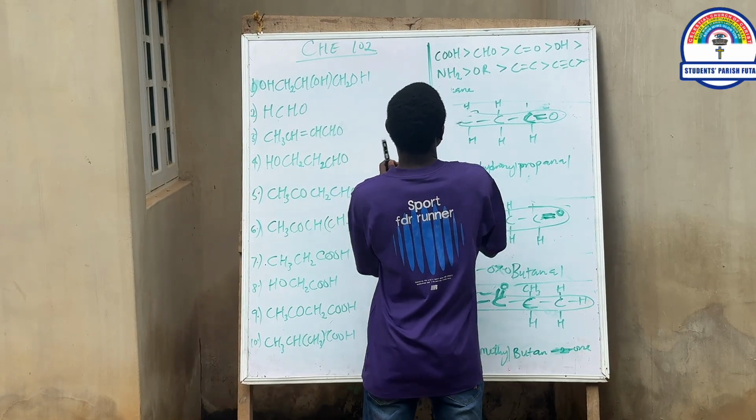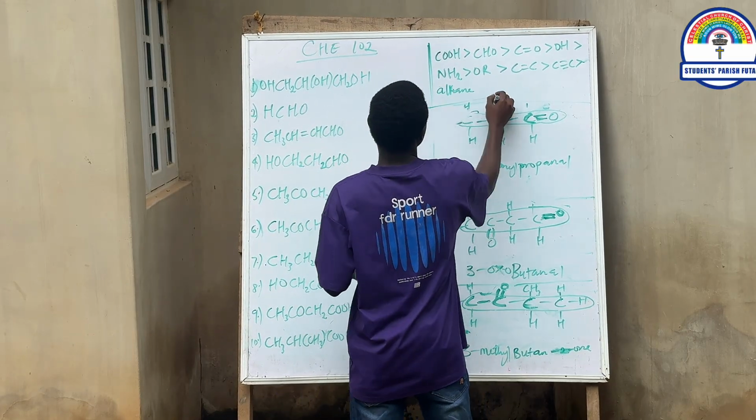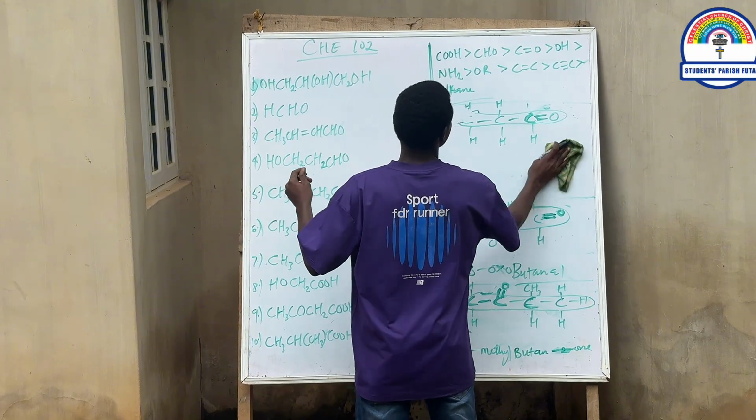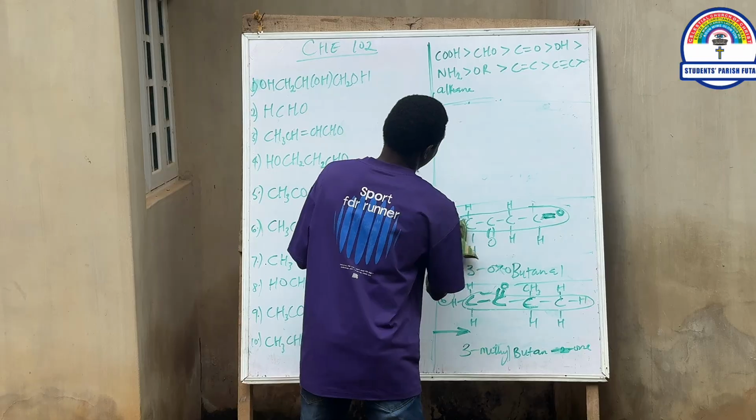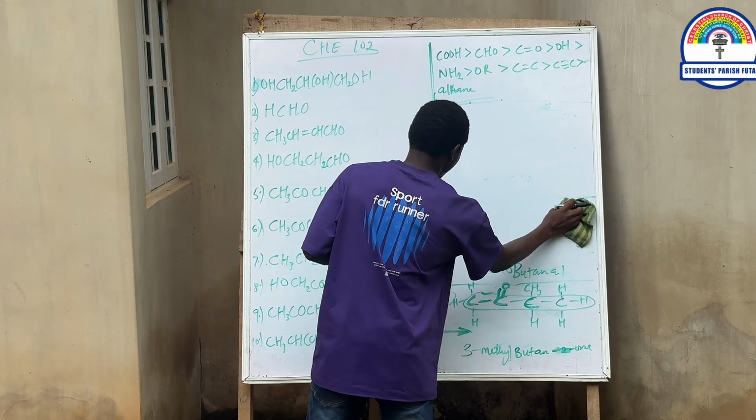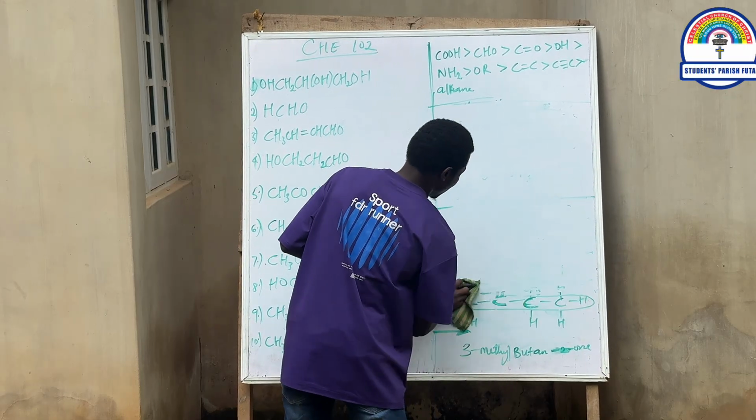Let's go to question number 7. So we're almost done. Sorry, okay. So this is the order of seniority. I think I didn't add ethers to it. Ethers should come after OH in the order of seniority. So you can confirm that and include it.